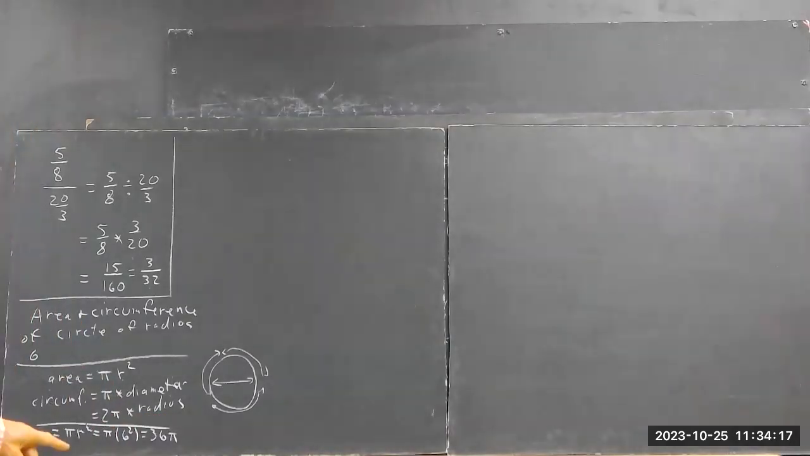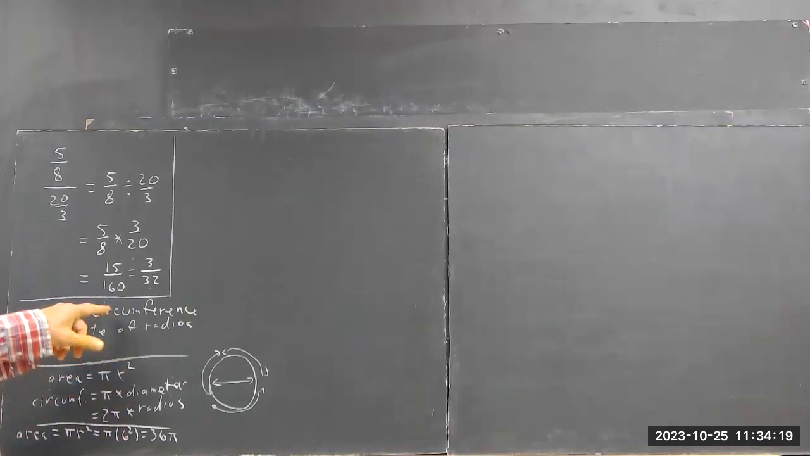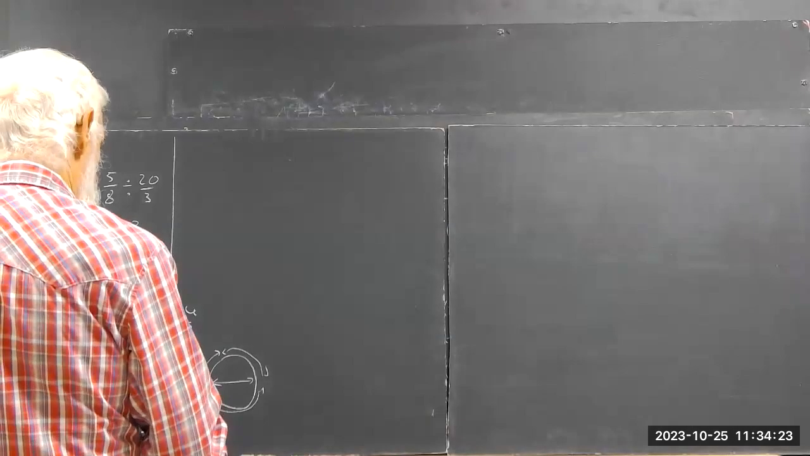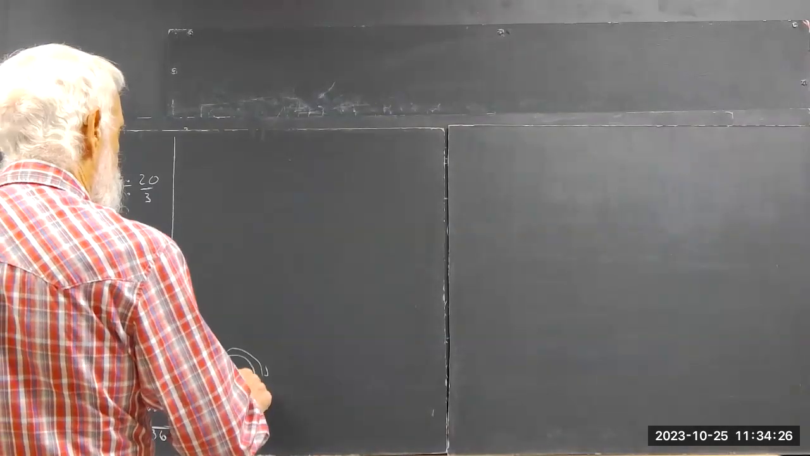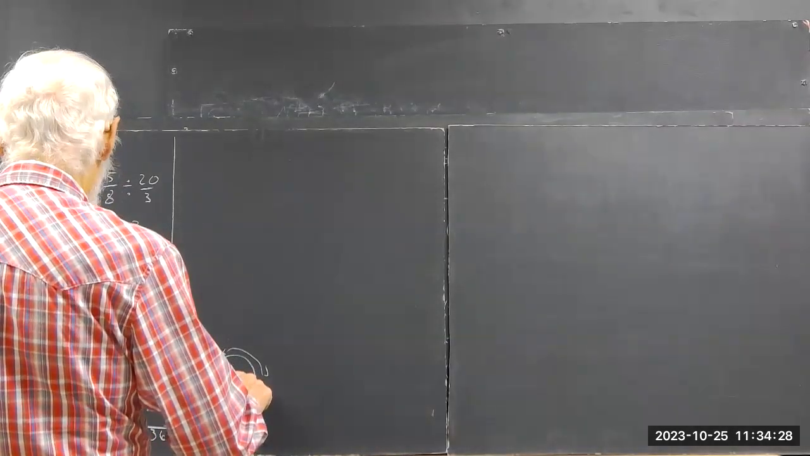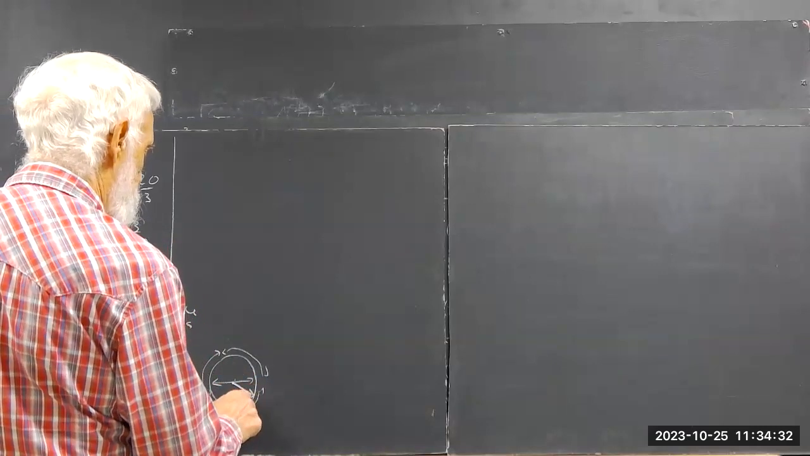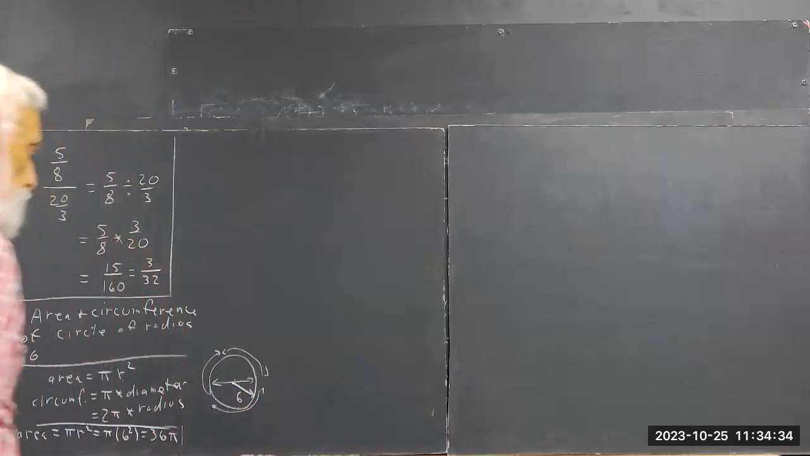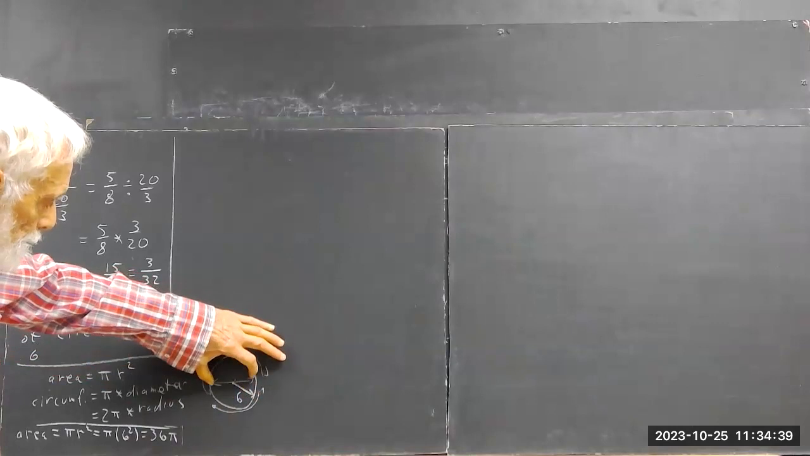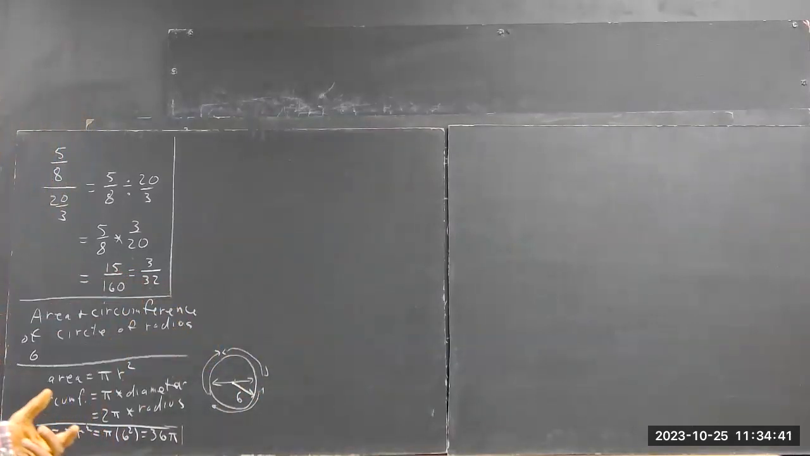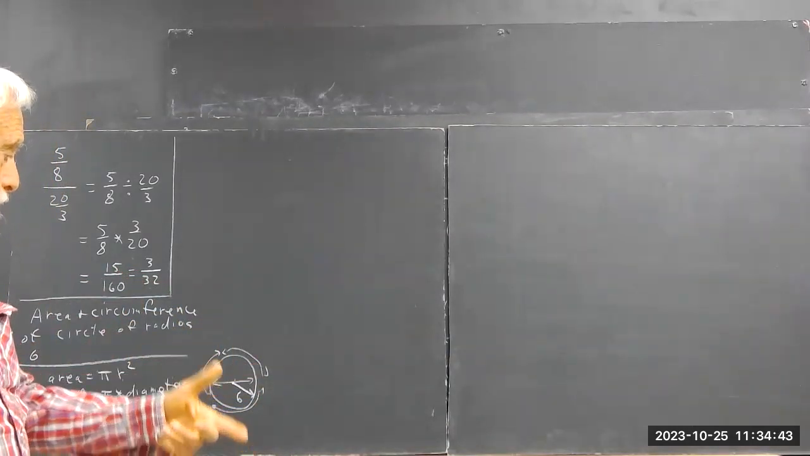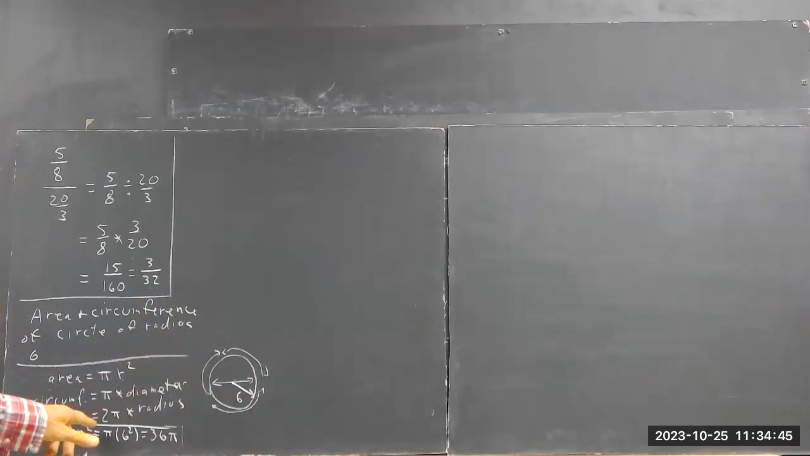There's your area. Pi r squared, pi times 6 squared, 36 pi. Now, the circumference. Okay, the radius is 6. Radius is the distance from the center out to the arc of the circle, that's 6. That means this diameter is 12. If you multiply diameter by pi, you get 12 pi. Or if you do 2 pi times the radius, you get 12 pi.